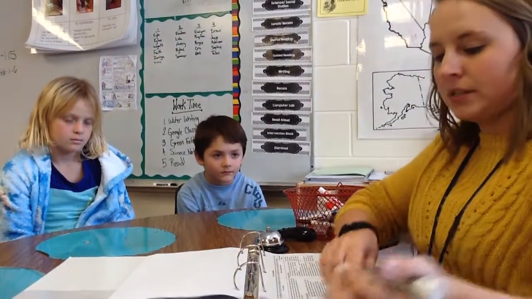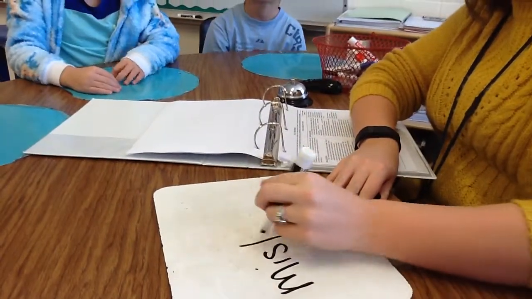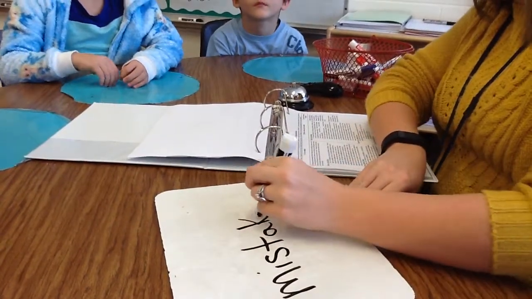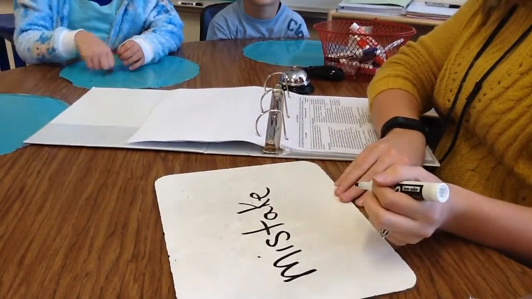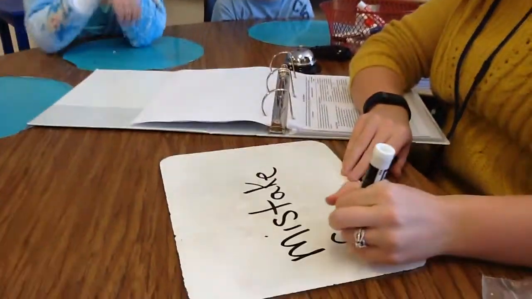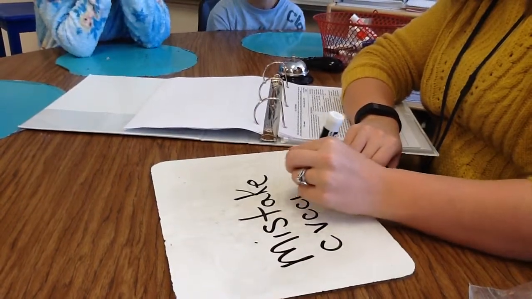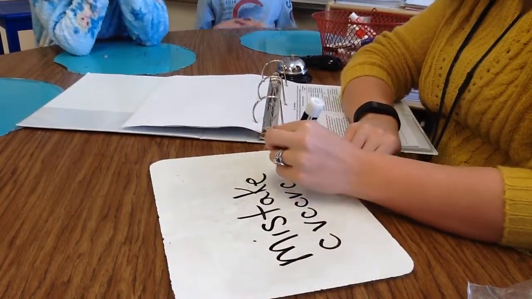Our first word is mistake. M-I-S-T-A-K-E. So I'm going to go through and put V's underneath each vowel and C's underneath each consonant. So M is a consonant, I is a vowel, S is a consonant, T is a consonant, A is a vowel, K is a consonant, E is a vowel.